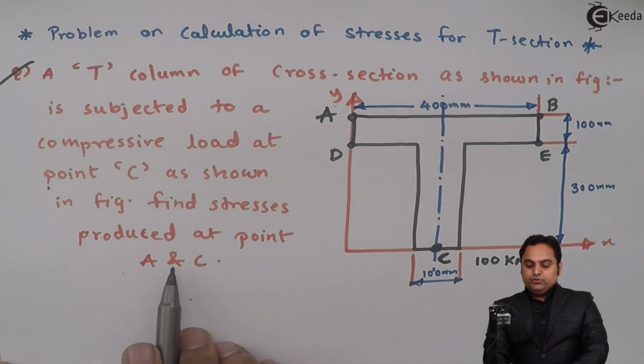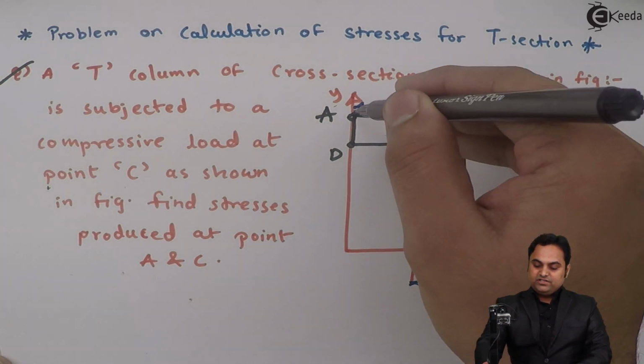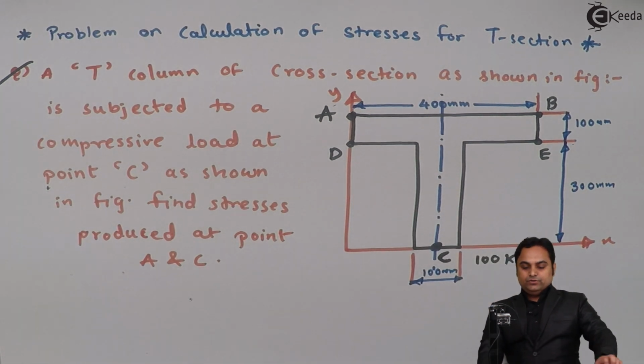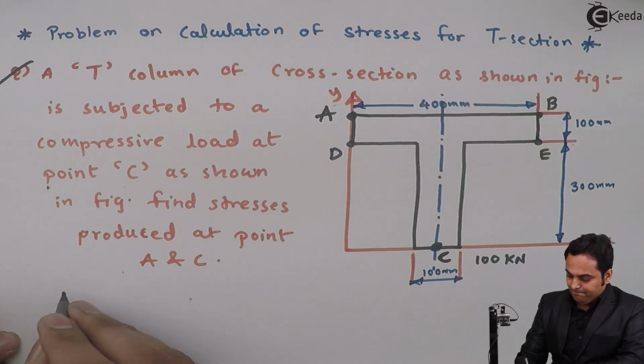Find the stresses produced at point A and C. It means here we have to calculate how much stress is at this point A and at point C. So these are the questions for us. Now in the data here we have a diagram.